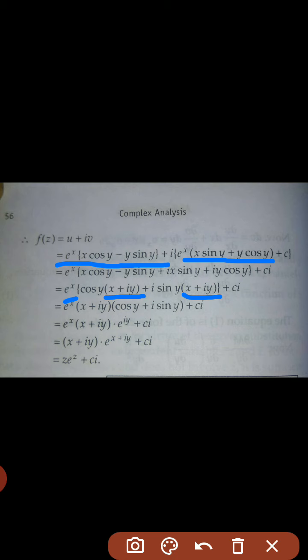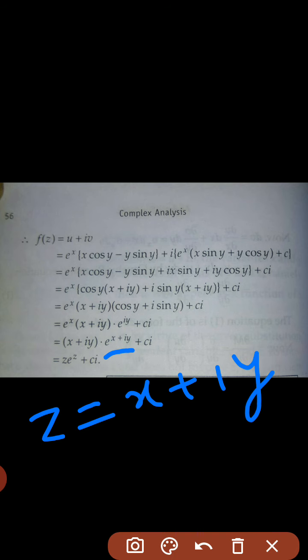Somewhere, if you are not getting such a function, then you write whatever value of u and v you are getting. So here we have f(z) equal to e to the power x, x plus iy is again taken as a common. So we have cos y plus i sin y plus ci. Now cos y plus i sin y we can write as e to the power iy. e to the power iy is equal to cos y plus i sin y. That's why I write it here as e to the power iy. This is the exponential function, and then plus ci.